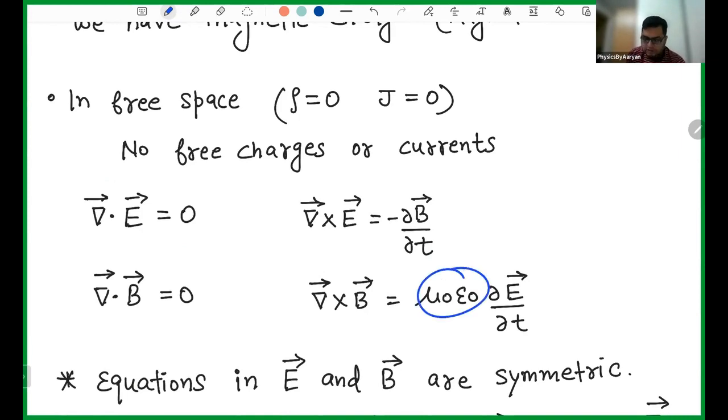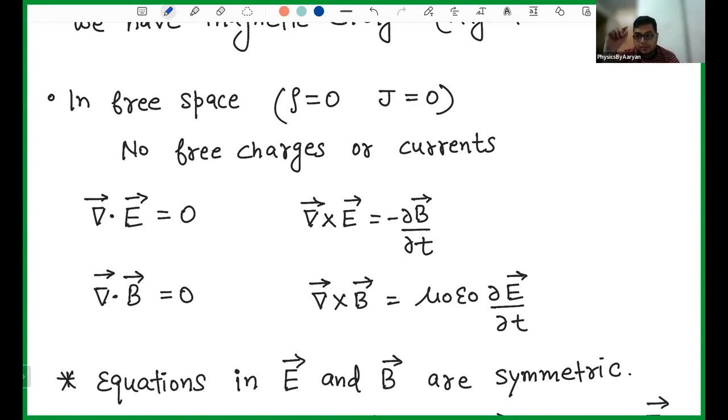You can ignore the constants, right? The constants just represent the magnitude, but the dependence is the same. If you change the magnetic field with time, you get an electric field. If you change the electric field with time, you get a magnetic field, and the divergence of both is 0. So these are very good symmetric equations. In this situation, Maxwell equations are completely symmetric. In free space, the electric field and magnetic field behave in the same way. So you should remember this situation.